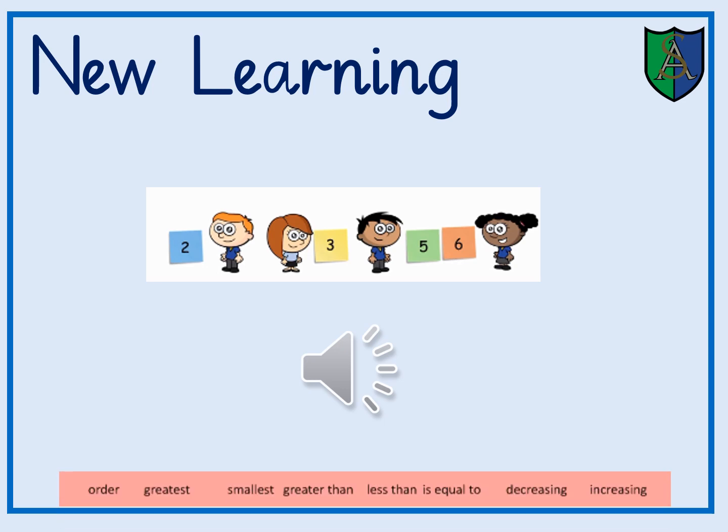If you said the scores could be ordered like this, then you were correct. Well done. Now let's think about the symbol that we could put in between each of these numbers. What would it be? Pause the video, have a little think, and write in those symbols.